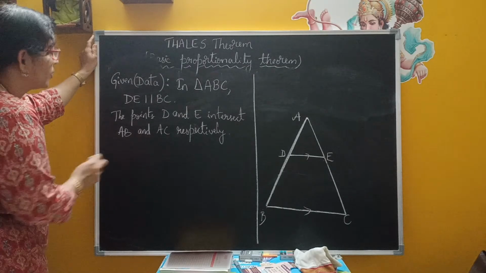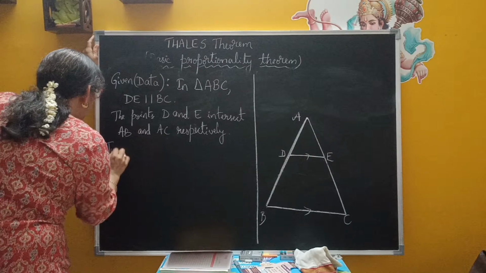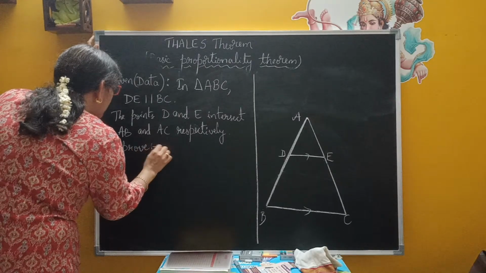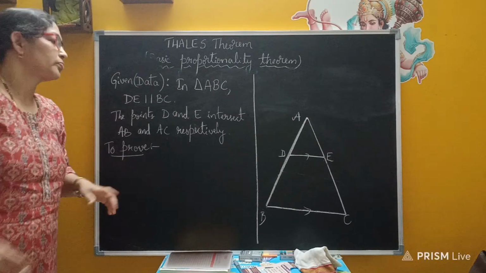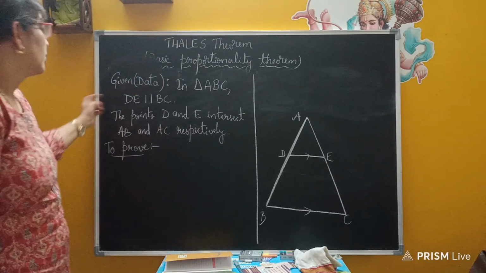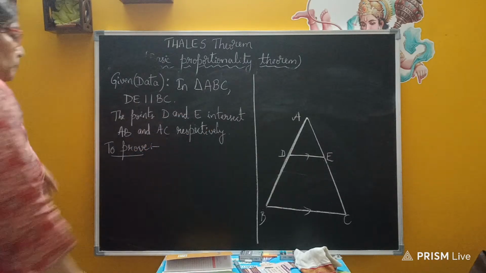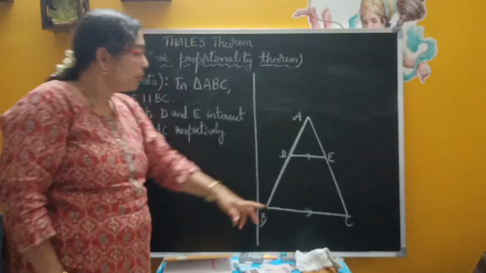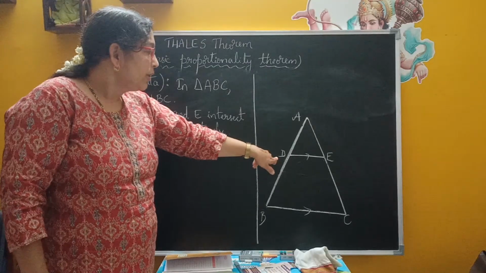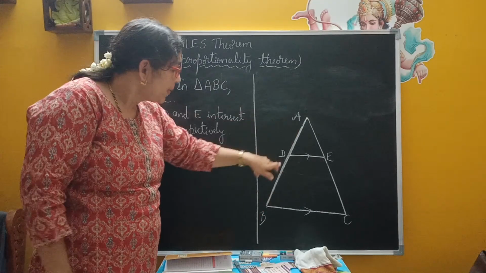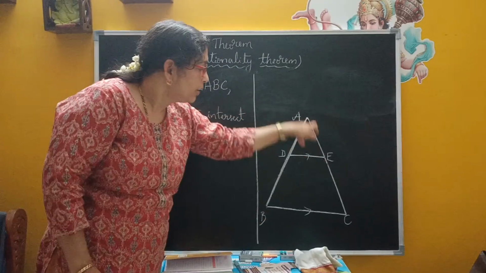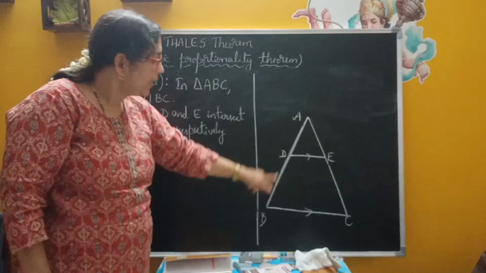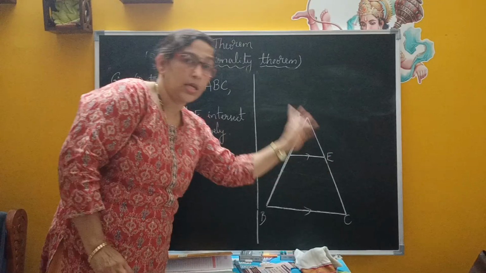Now let us write what is to be proved. Before continuing with the proof, let us write what is to be proved. Yes, the point D divides AB into the ratio AD by BD, and point E divides AC into two parts, AE and EC, and their ratios AD by BD is equal to what? AE by CE. That is to be proved.